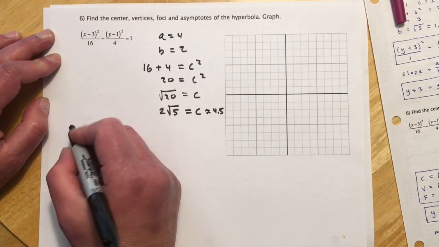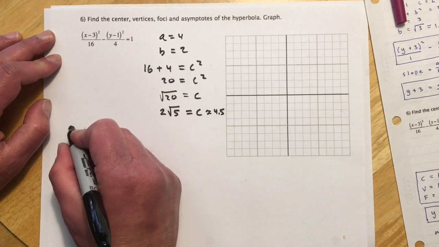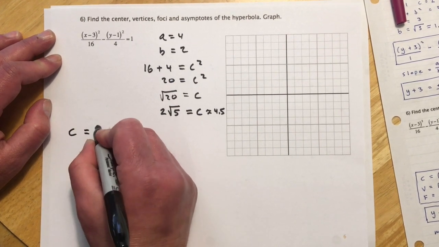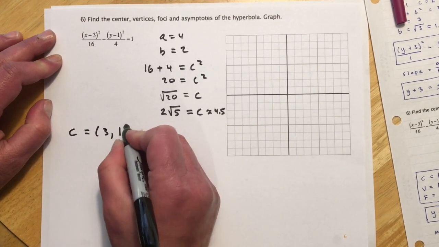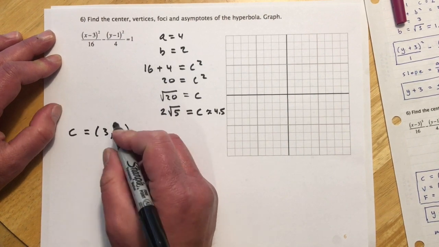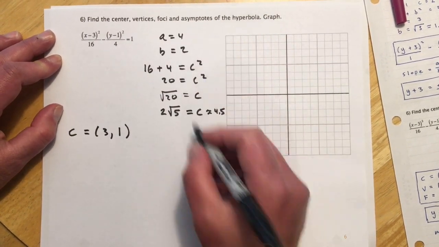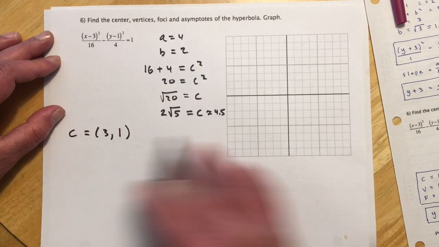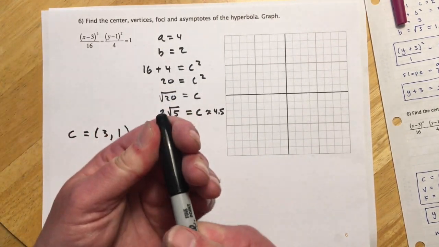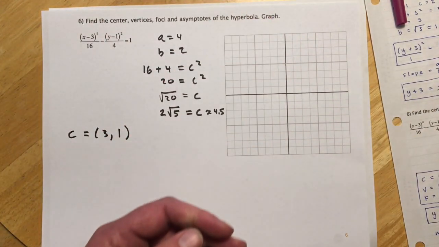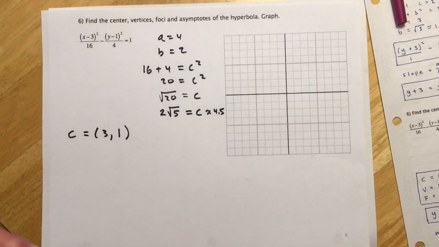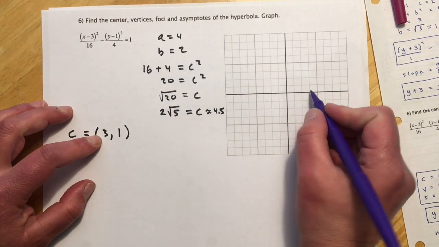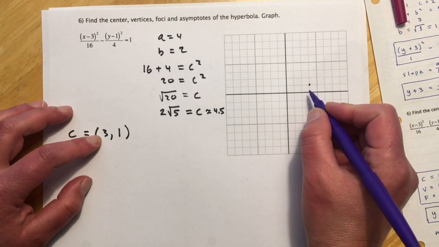And we're supposed to find center, so we can do that right from the equation. So the center is going to be positive 3, positive 1. And then the rest of it, I'm going to get the graph going and then use that to help fill in the rest. So let's see, what do we know?